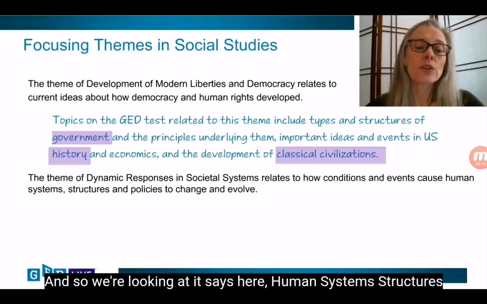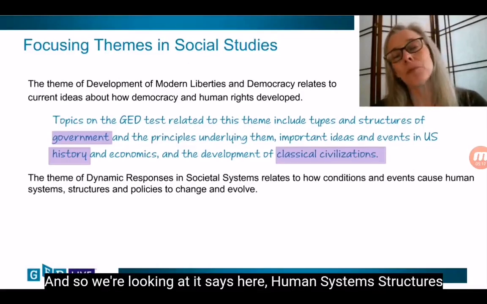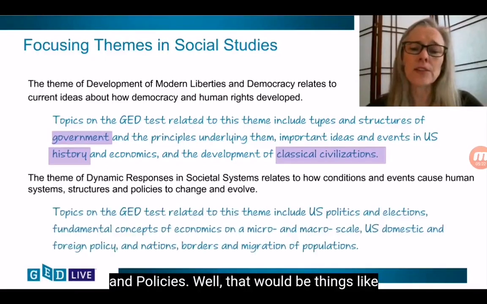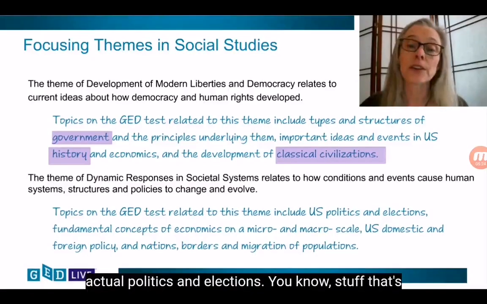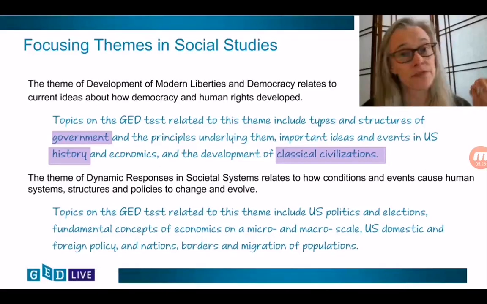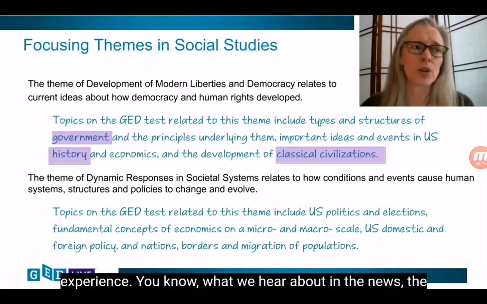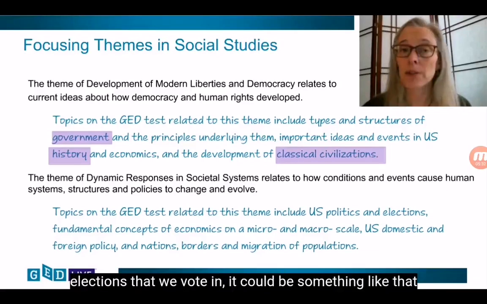And so we're looking at, it says here, human systems, structures, and policies. Well, that would be things like actual politics and elections, stuff that's very current to our everyday experience, what we hear about in the news, the elections that we vote in, right? Could be something like that, quite familiar.